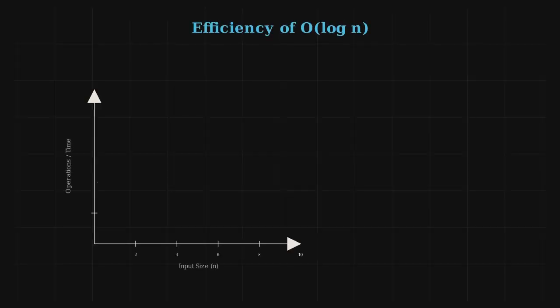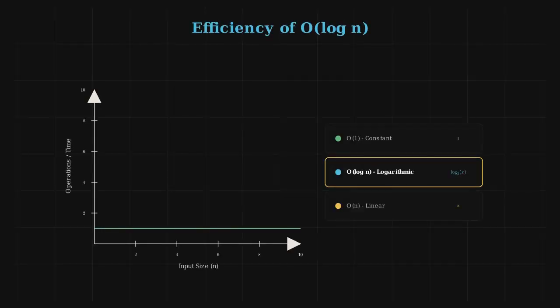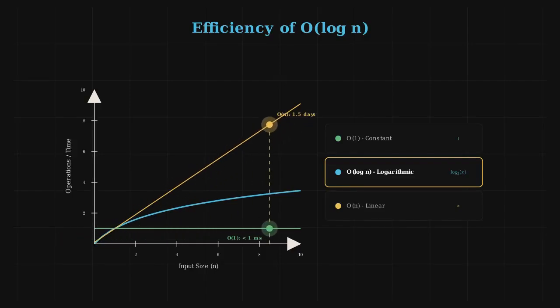This logarithmic complexity is incredibly efficient. While linear time scales proportionally with the dataset, logarithmic time stays nearly flat even as our search space grows to millions of elements.